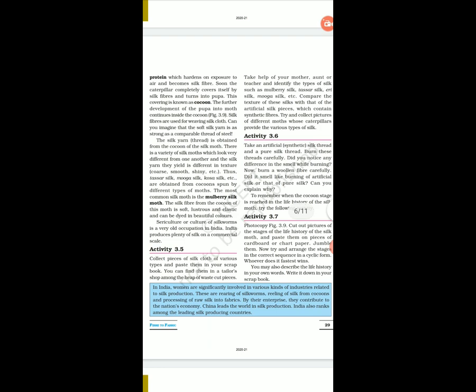The silk yarn is obtained from the cocoon of a silk moth. There is a variety of silk moths which look very different from one another, and the silk yarn they yield is different in texture. That is, some are smooth, some are coarse, some are shiny. So there are also varieties in silk moths. Thus, tussar silk, moga silk, kosa silk, these different types of silks are available from different moths.